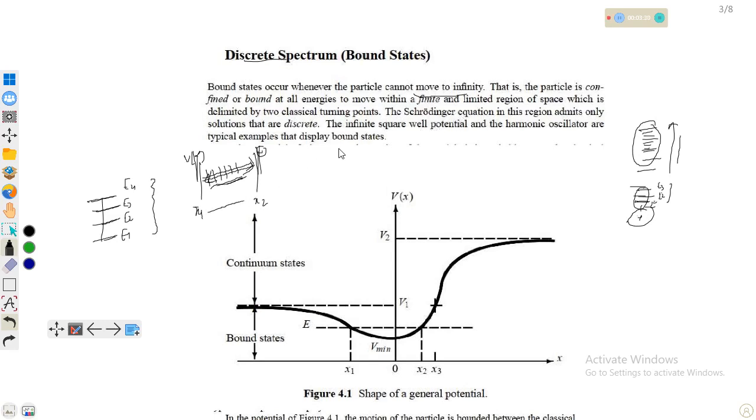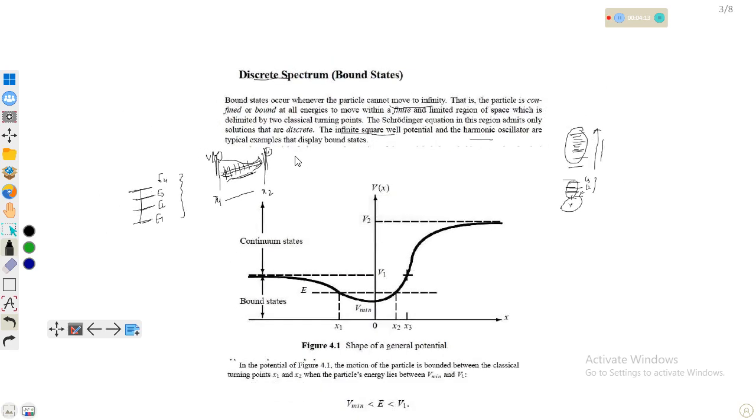When we apply the Schrodinger equation, it gives the equation of motion and also gives the allowed values of energy, and we will apply it for different cases later. The infinite square well potential and the harmonic oscillator are examples of bound states. In the infinite square well, the particle is bounded between two walls, with V of minus infinity and V of plus infinity. In the harmonic oscillator, the particle is bounded between two potentials, and the particle cannot go outside of that.